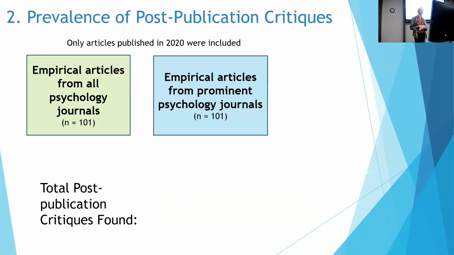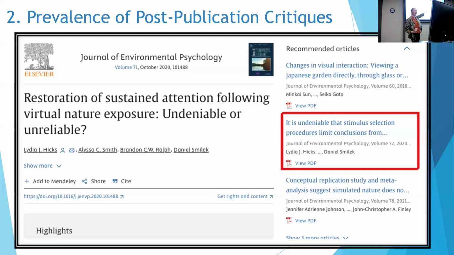All right, moving on to prevalence. Similar thing, we had our two samples, and among all 202 articles that we looked at, we found a grand total of, drum roll please, one single critique. Yeah, and here it is, kind of half hidden in the recommended articles, just as a little link there. In fact, we almost missed it due to researcher fatigue, so thank God for second coders.